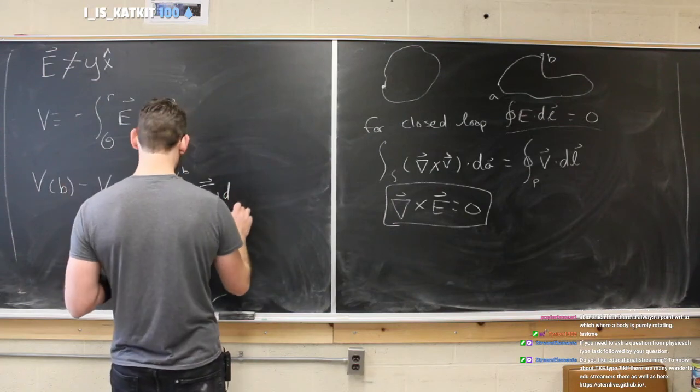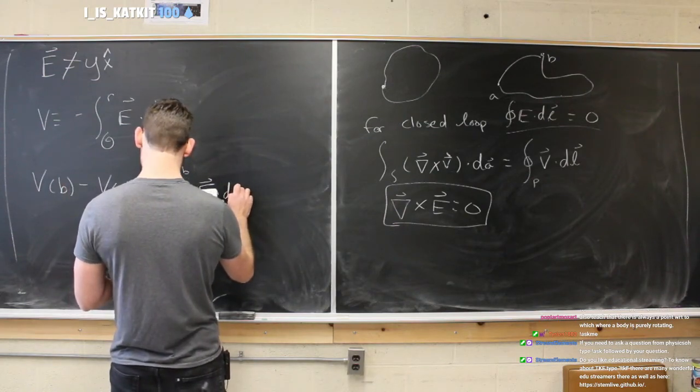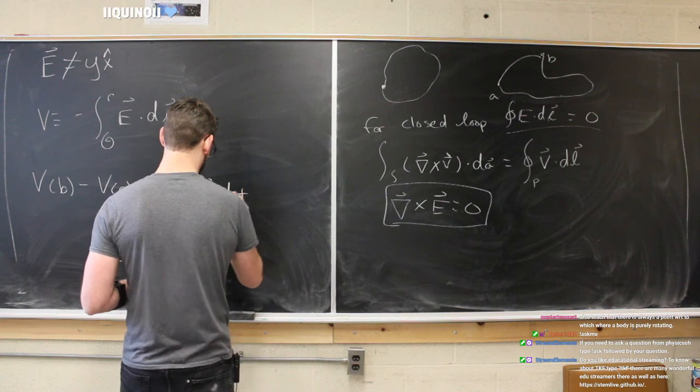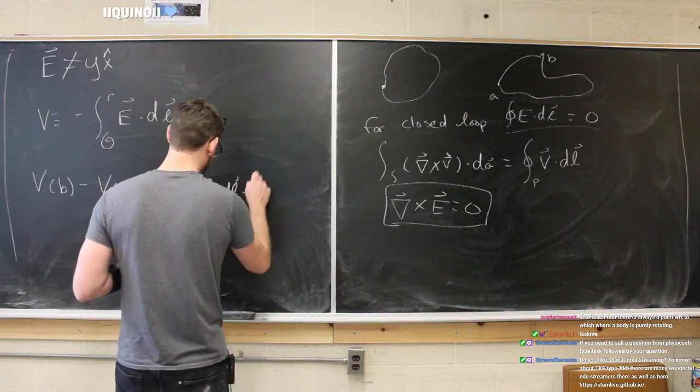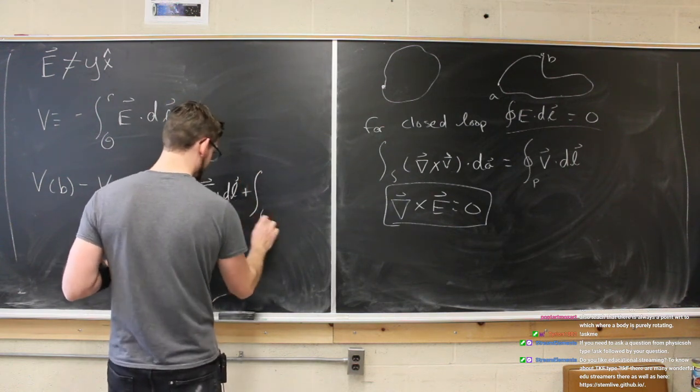And now we can also subtract. Oh, we're doing a difference. So if we subtract it, we'll actually have to change the sign. So it's plus from this arbitrary starting point to A.